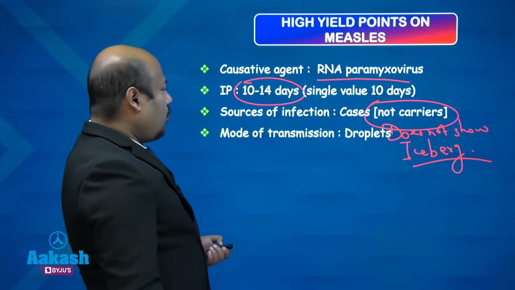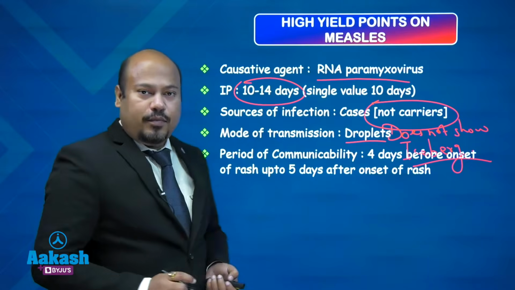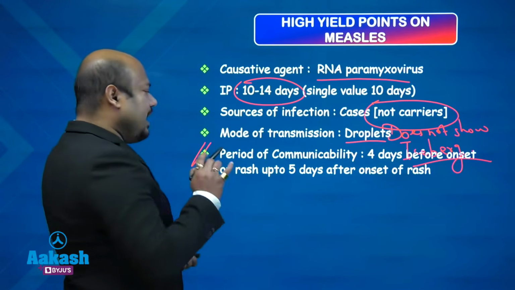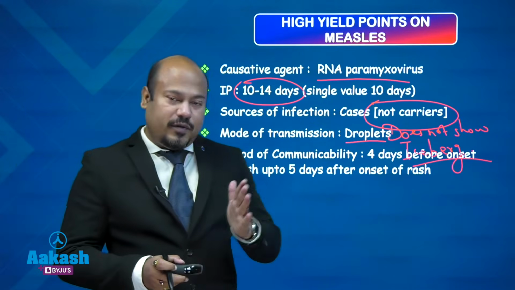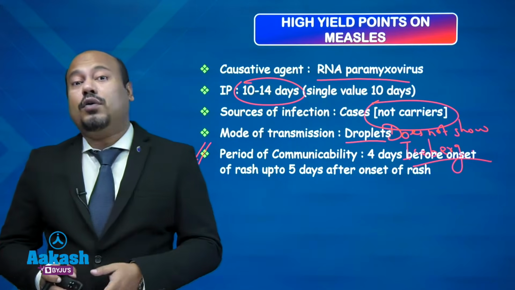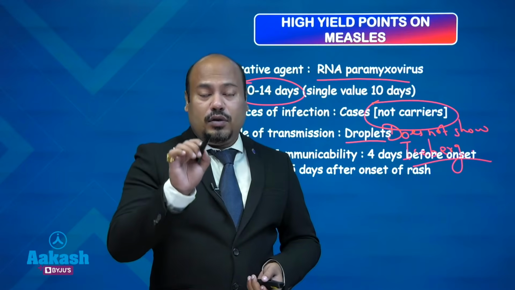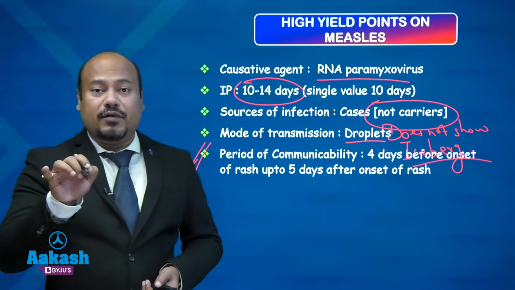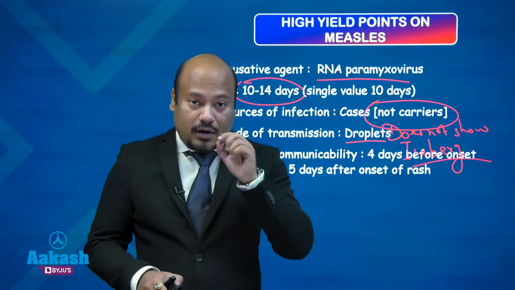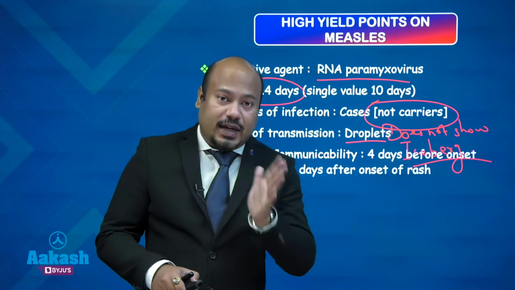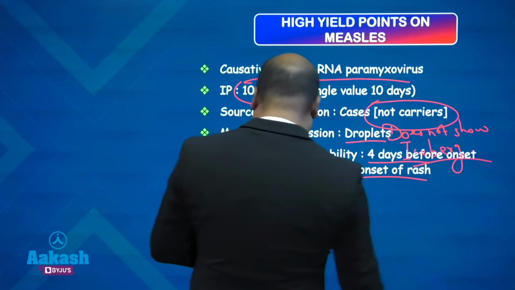Case. What is the mode of transmission? Droplets. Period of communicability, very important. This you should know, this point. Period of communicability of measles has been asked in previous PGs. So it is 4 days before the onset of rash, up to 5 days after onset of rash. See, I told you, Koplik spot usually appears 24 to 48 hours before rash. So Koplik spot is included in the period of communicability. So period of communicability means 4 days before the onset of rash and up to 5 days after onset of rash.